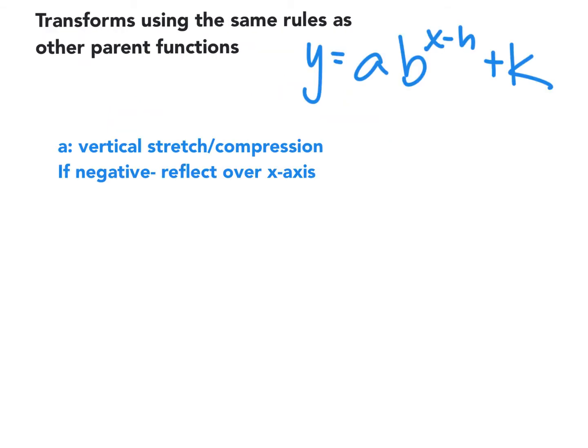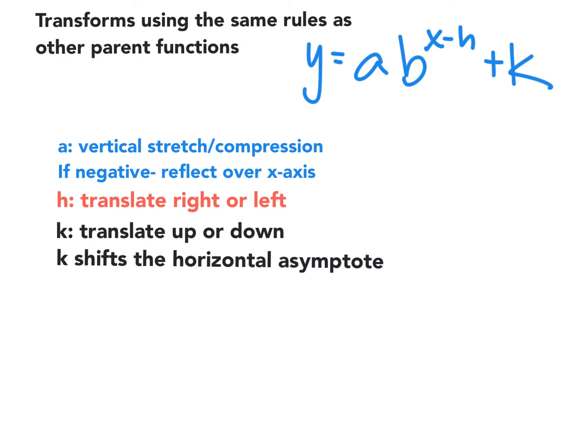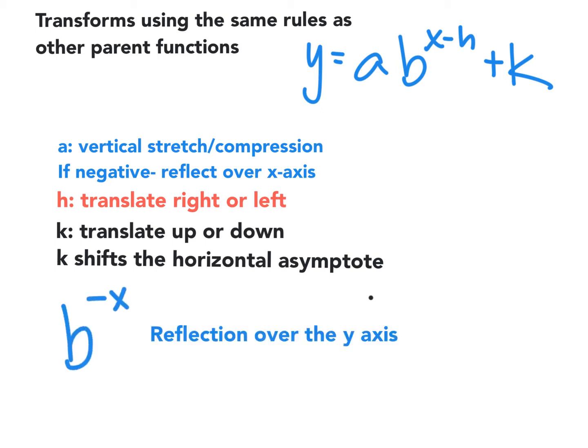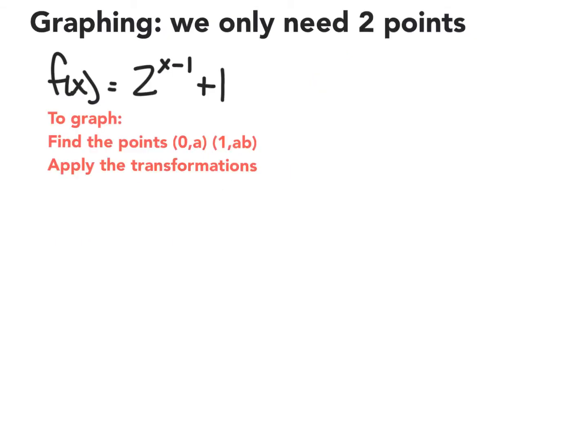We recall that this a out here is a vertical stretch or compression based on what a is, and if it's negative we would reflect it over the x-axis. H and k do what they've always done. This is a left and right, and this is my up and down. K also shifts the horizontal asymptote. One last thing to note is that if you had a b to the negative x, this would be a reflection over the y-axis. Now to graph we only need 2 points.